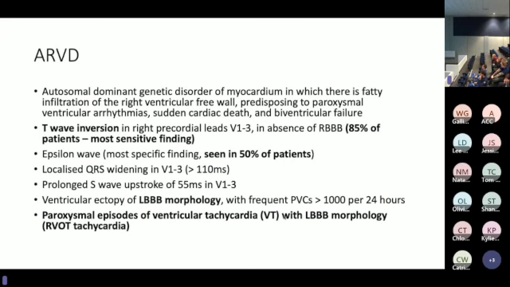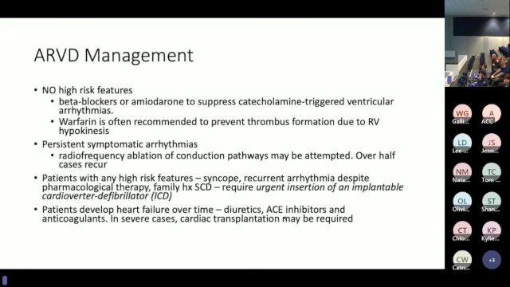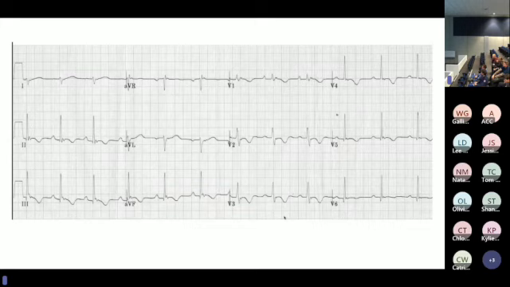Cool. Basically, if you find them just with that ECG, you can manage them with beta blockers and warfarin. But if you find them with the arrhythmia or the syncope or any high risk features, then they need to be urgently admitted and managed. That's just another example of a clear epsilon wave there.